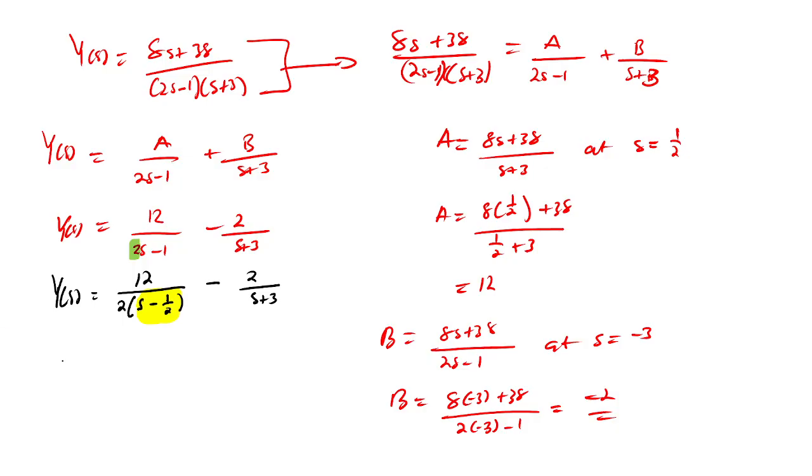What is 12 divided by 2? Inverse of y of s is going to be y of t. And 12 divided by 2 is 6. E to the exponent 1 over 2 t minus 2, e to the exponent is positive, so it's going to be negative 3t. This is how you get to your answer.